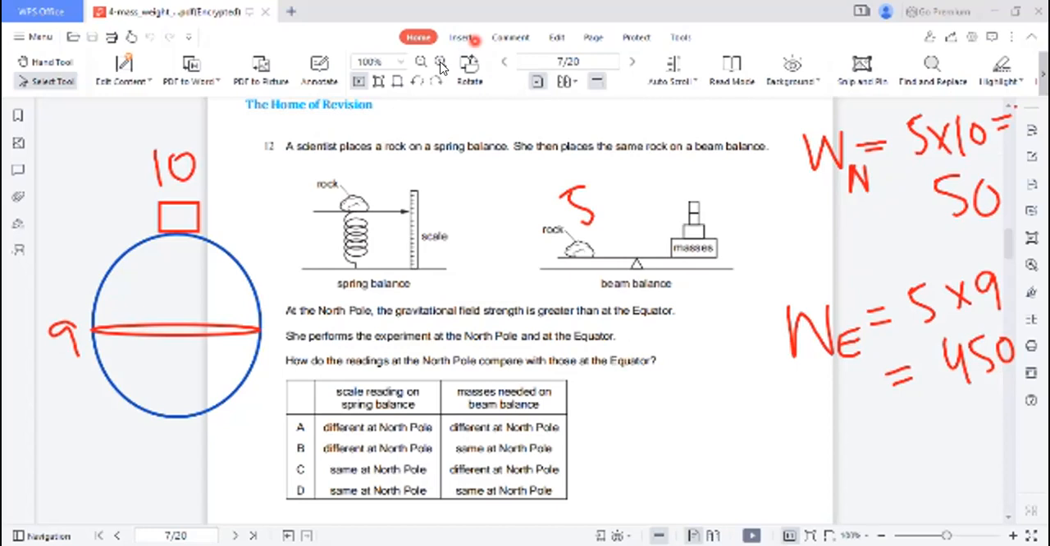So let's see which statement is correct about the weight. Beam balance is about mass, so mass remains the same. Spring is used for weight. Okay, what is the question? How does the reading at the North Pole compare with those at the equator? Oh, yes. It would be different for the spring balance.